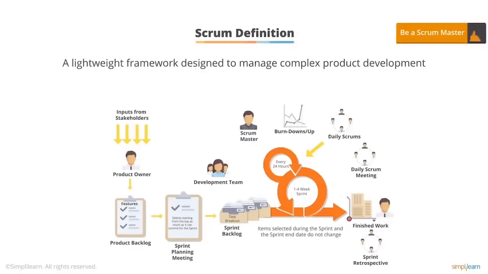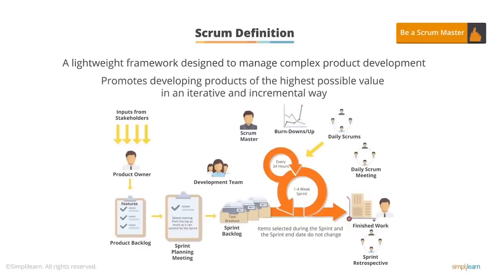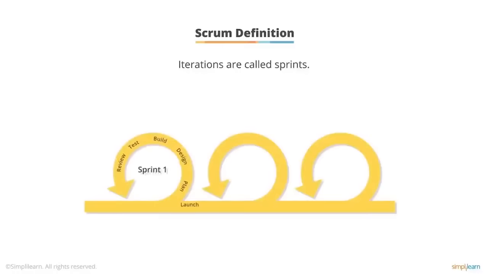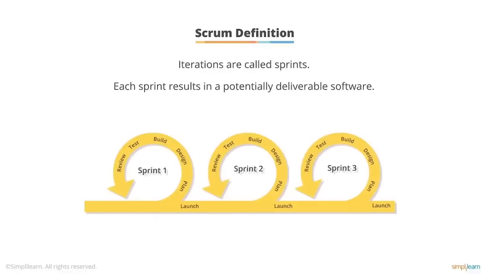Think of Scrum as a lightweight framework that utilizes principles and practices that assist teams in delivering working software in short cycles to the customer, enabling rapid feedback, continuous improvement, and quick response to change. It promotes delivering value, as in working software to the customer, in an incremental and iterative way. It is not a process or technique for developing software. Rather, it is a framework within which various processes, techniques, and practices are employed. In Scrum, the iterations that deliver working software to the customer are called sprints. Each iteration, or sprint, results in potentially shippable software.